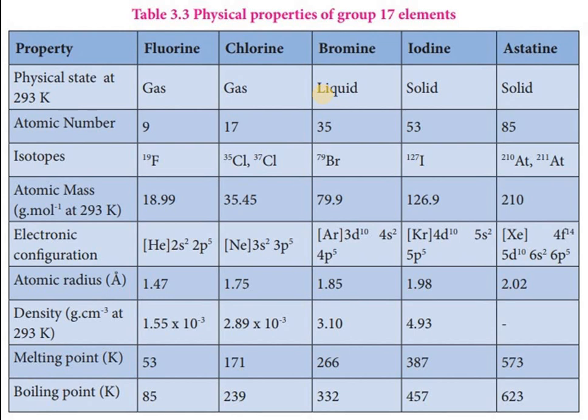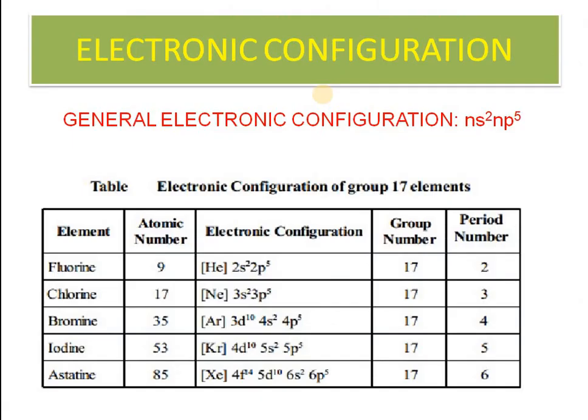As you know that forces are going to increase as we move down the group. Therefore, the mass is increasing to a higher extent as compared to volume. Therefore, density increases down the group. Melting point we already discussed. Now, general electronic configuration we have discussed: ns2 np5, and fluorine, chlorine, bromine, iodine.